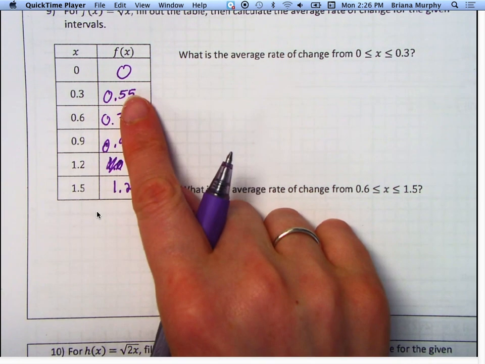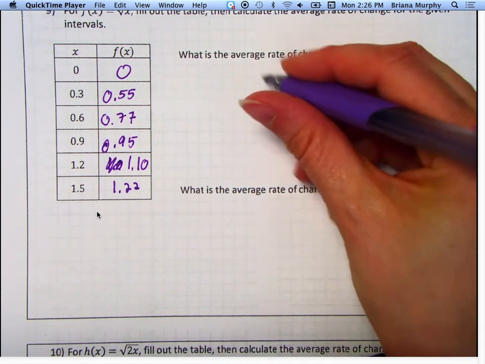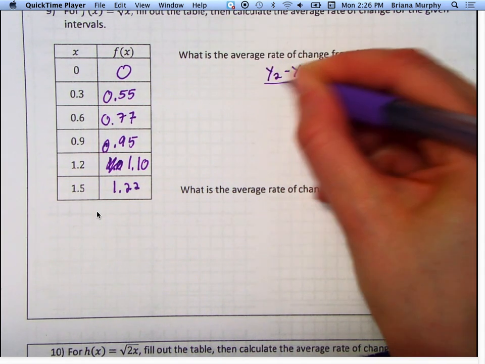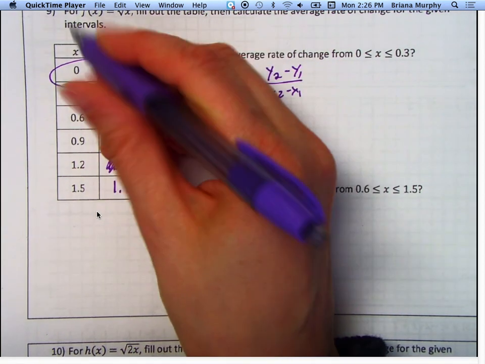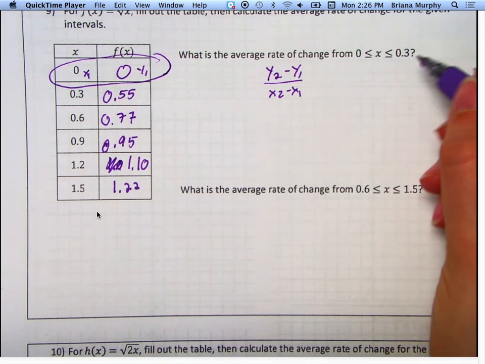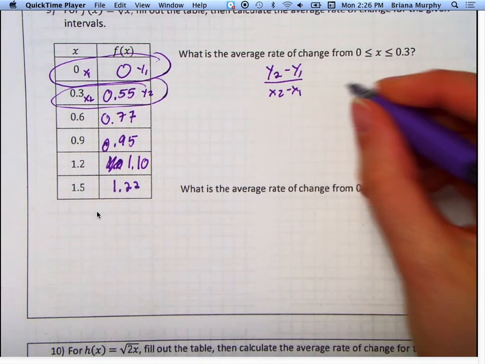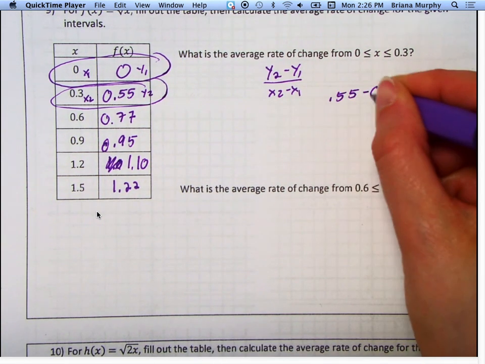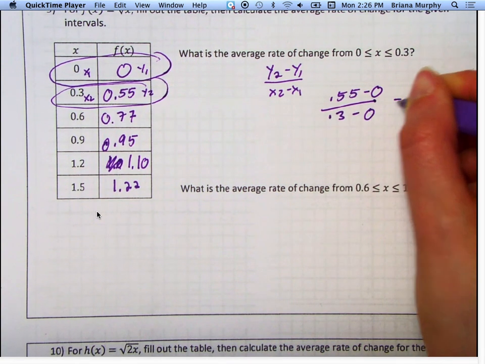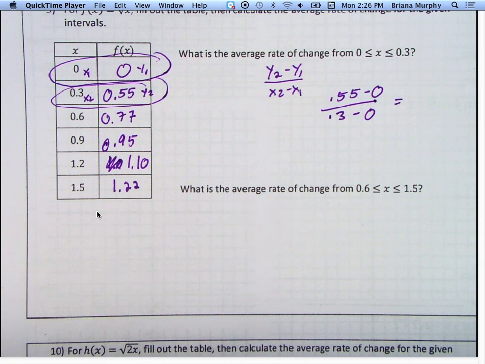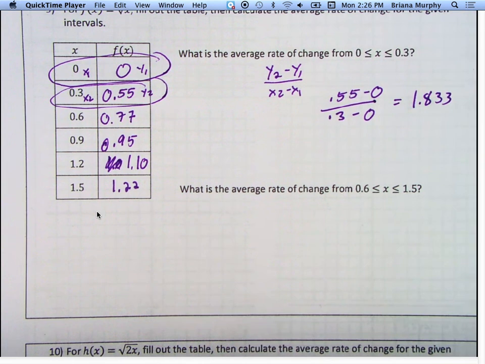Okay? Now we're going to find the rate of change. Rate of change means we're going to use slope. Okay? That's like y2 minus y1 over x2 minus x1. You guys remember that? Yeah. Okay, so we're going to say 0 is my x1 and my y1, and 0.3 is my x2 and my y2. So we just say 0.55 minus 0 over 0.3 minus 0 gives me 1.833. That's my average rate of change.